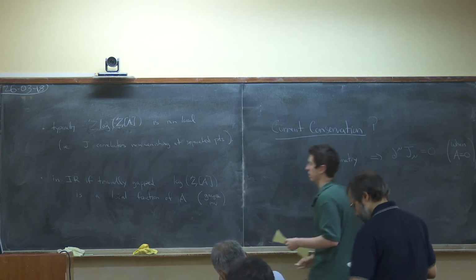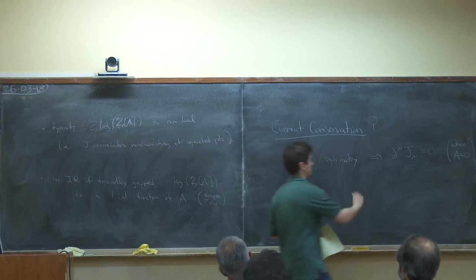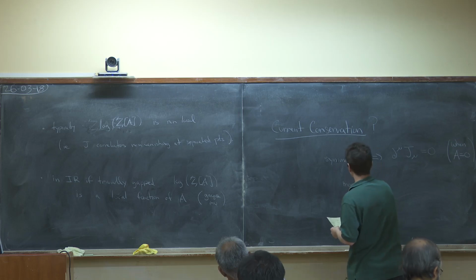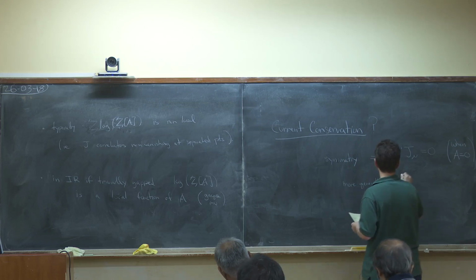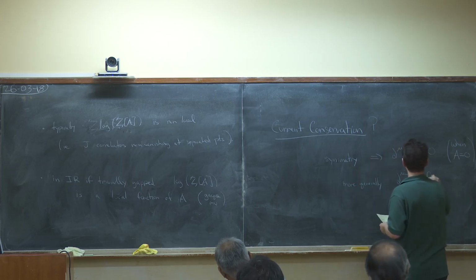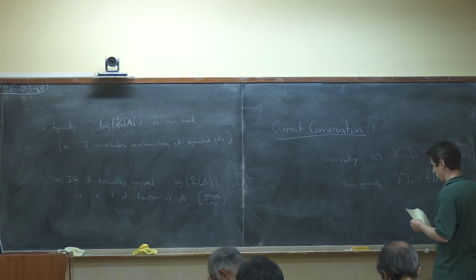Now we're interested in this partition function that depends on A. So we should investigate this equation where we turn on A. And more generally, we can have that the divergence of J mu is some local function of the background field A.